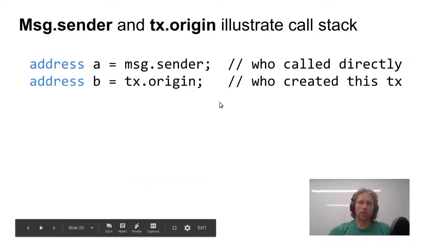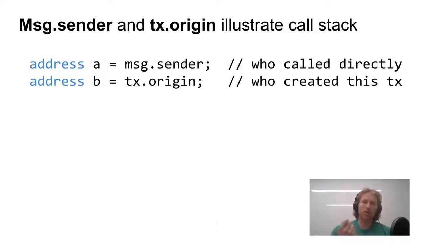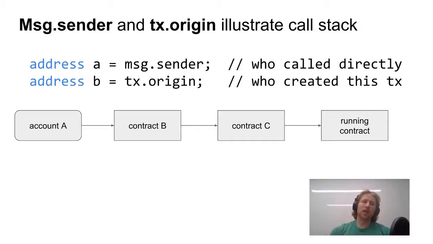So I mentioned earlier that message.sender is a special global variable that gives you the address of the contract or the account that has called you when you're running. There's another special variable called tx.origin, and that gives you the original creator of the transaction that led to this code running. And those can be two different things if you have a chain of contract calls. So let's say that some account A calls a function on contract B, which calls a function on contract C, which then calls you. tx.origin will be account A. That's the account that originally created this transaction. And message.sender is the most recent contract that called you directly.